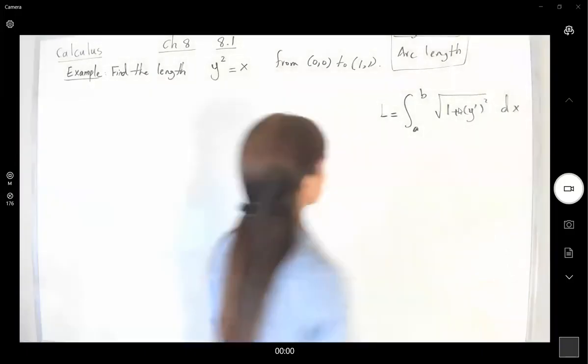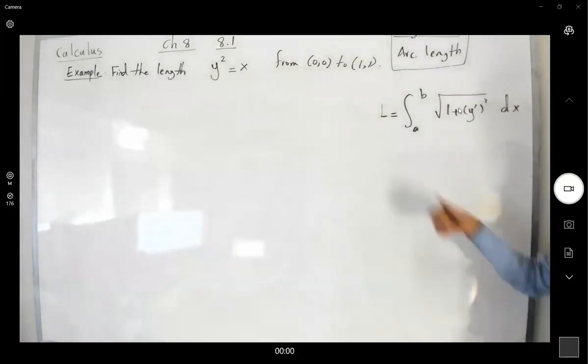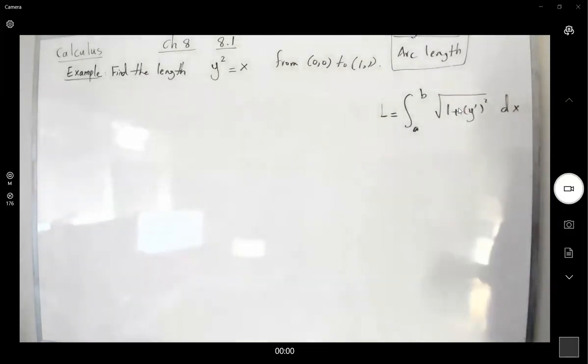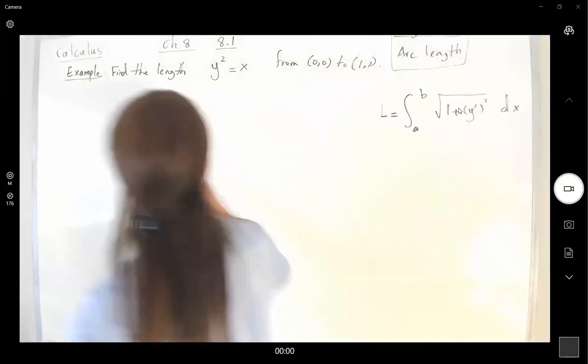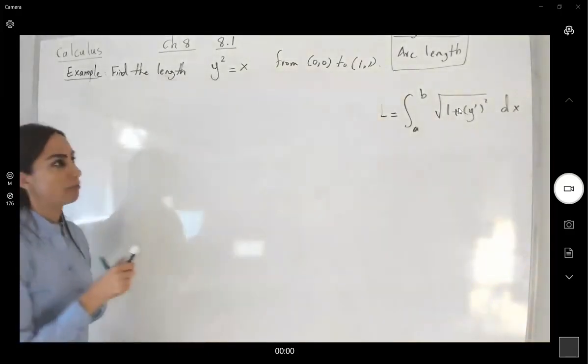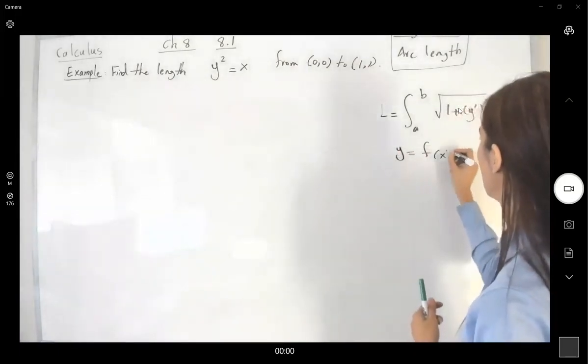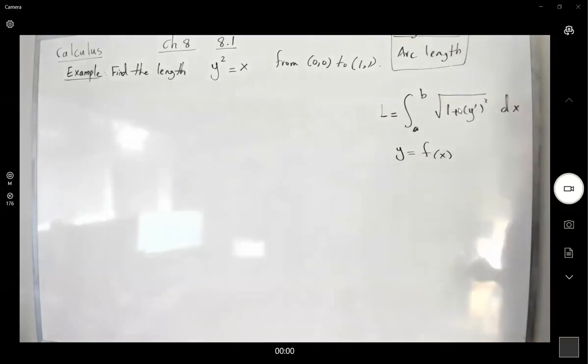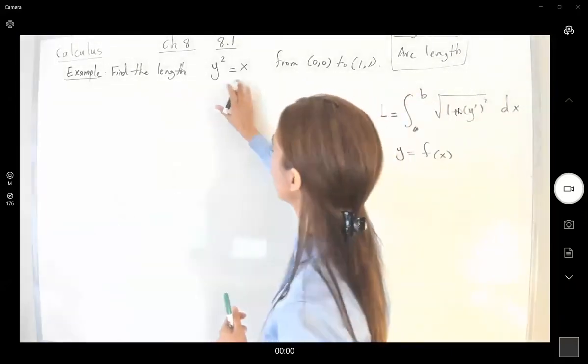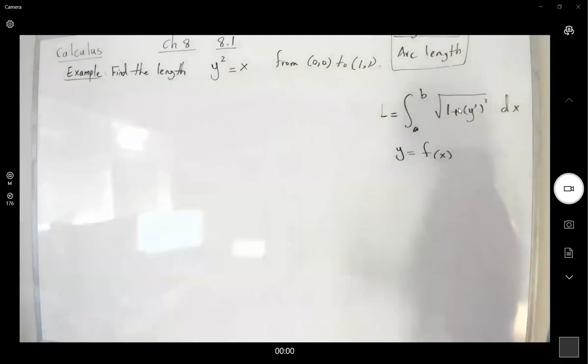So if you want to apply the formula here, it says you have your function y equals f of x, right? So it means that we have to take the square root of both sides and then start taking the derivative. There you go. Okay. Arc length from (0, 0) to (1, 1).